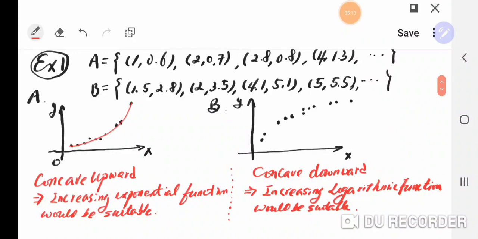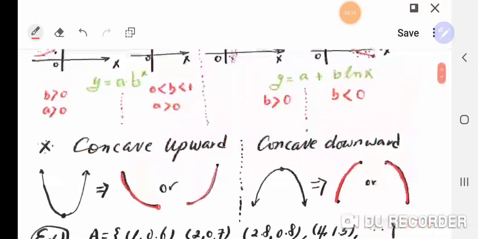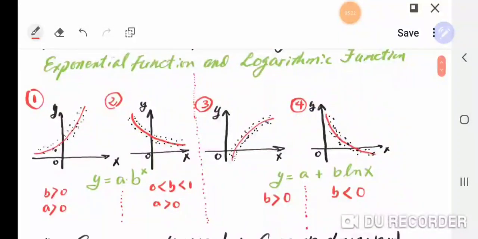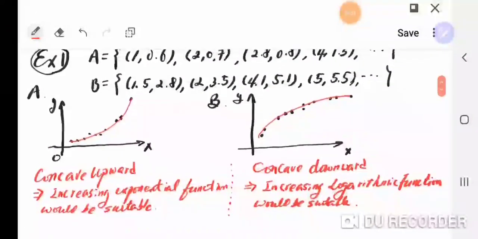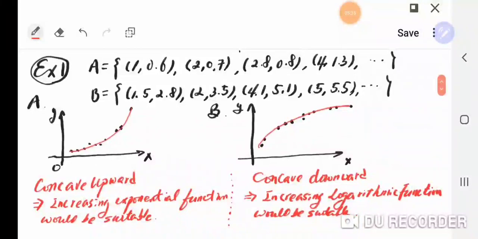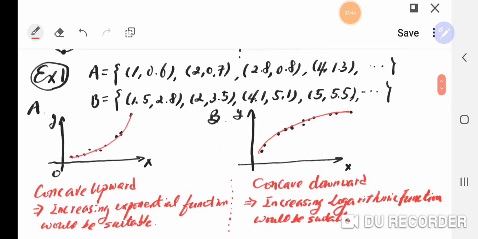And for the data B, once you plot this data, then it looks like this. This is concave down. So if we have a concave down, then number 3 is more suitable for this data. So number 3 is a logarithmic function, which is an increasing function. So for this data, it is more suitable for the increasing logarithmic function. Then let's try example 2.